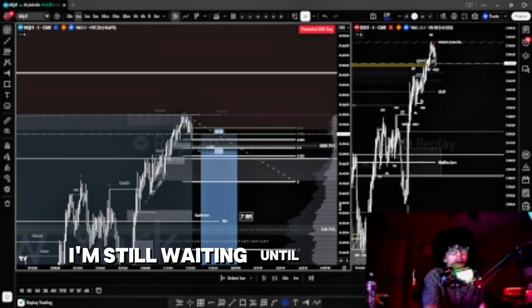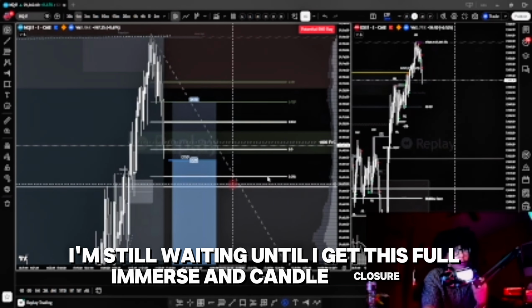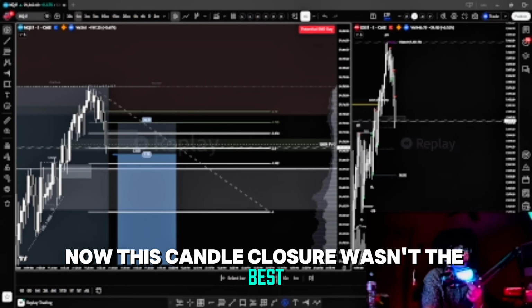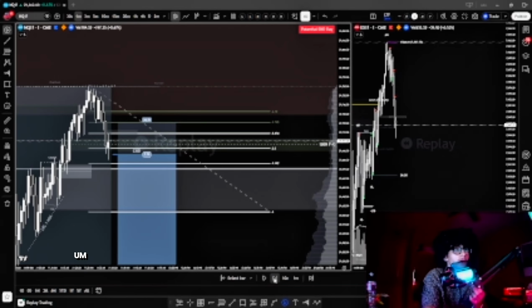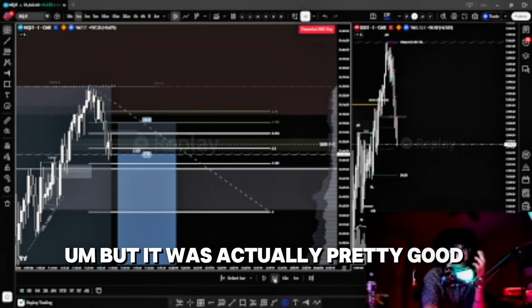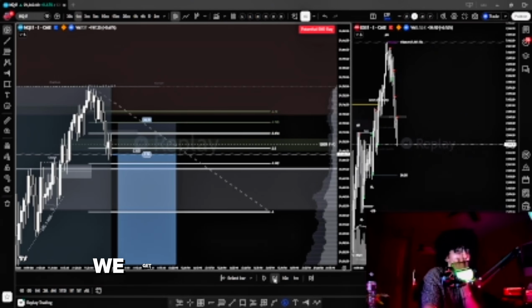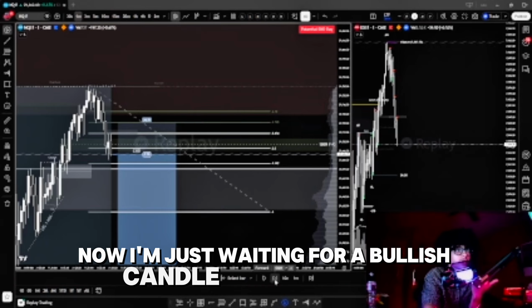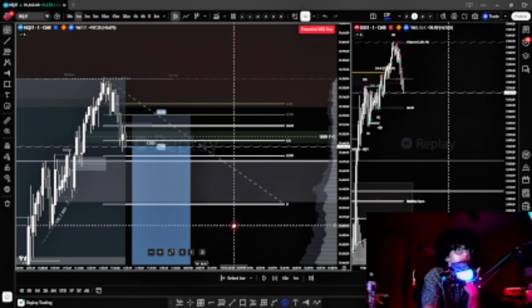Again, I'm still waiting until I get this full inverse and candle closure. Now this candle closure wasn't the best, but it was actually pretty good. Actually, I can't lie, I didn't see it till now. So we get this. So I don't enter here. Now I'm just waiting for a bullish candle to present itself.